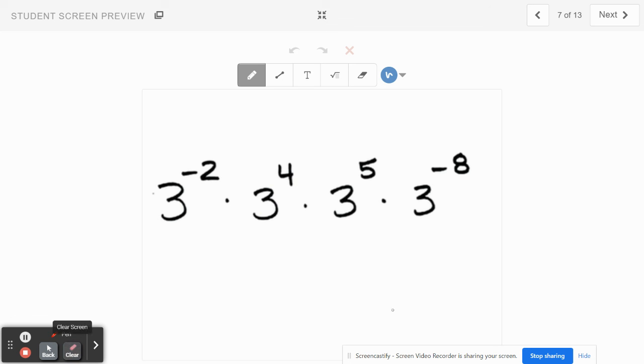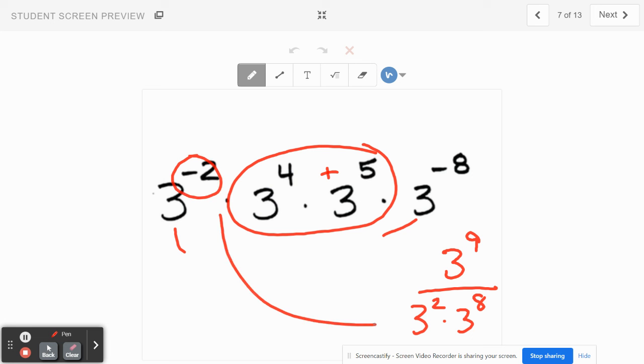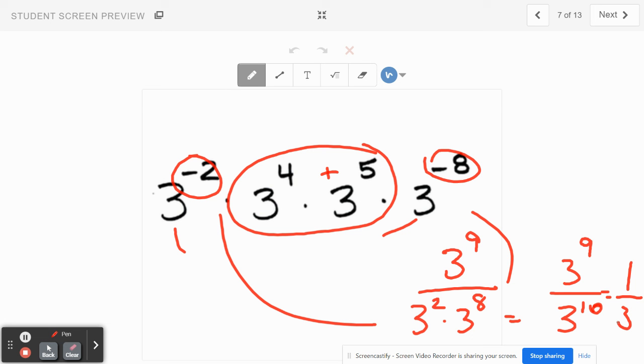Or, let me clear it. If you did want to just bring these 2 together, because they're both positive, that's going to be 3 to the 9th. And then what about the bottom? Should these both go to the bottom because they're negatives? 3 to the 2, 3 to the 8. I move the 2 to the bottom. I move the 8 to the bottom, right? And what does that end up equaling? 3 to the 10th over 3 to the 9th. Well, who wins the battle? The bottom does by what? By 1.